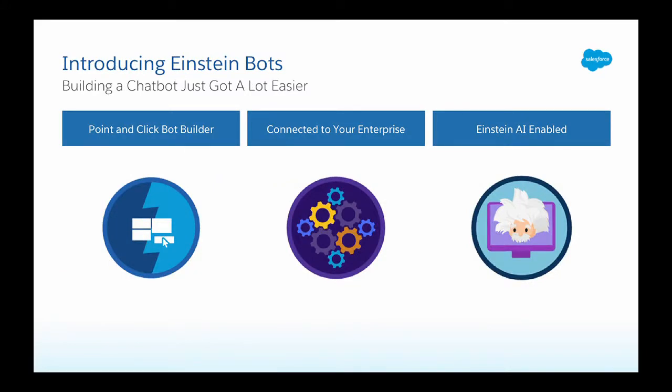That all changed in Summer '18 with Einstein bots. I'm sure you all have heard of them. Some of you may have played around with them a little bit. But it really is a game changer because now we have a native solution that's point and click that's connected to your enterprise applications on Salesforce. It's also enabled with artificial intelligence through Einstein platform services. And there's some really cool features around intent management that you can use through those services.